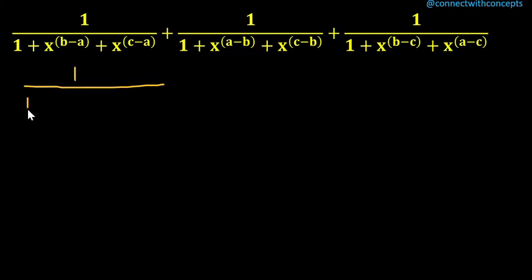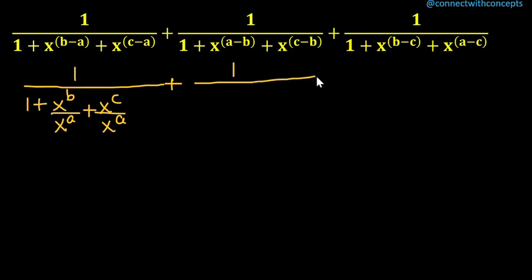So if a situation like this is there, what we are going to do, we can see that x has an exponent of b divided by x having an exponent of a. So this can be written in this way. Similarly, I can write for x raised to power c. This is the numerator power divided by the power of the denominator. Similarly, I can write it here also.